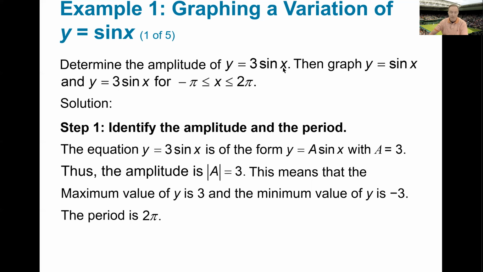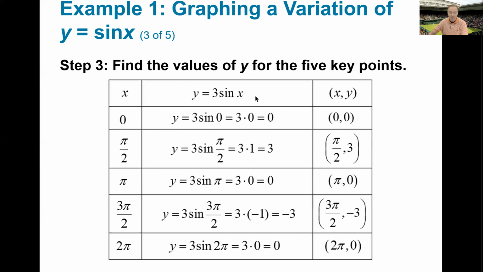Period would still be 2 pi radians, because notice your independent variable x that's inside the function is not getting multiplied by anything. So it's not changing. Now, notice our x values here. These are our standard x values that we always check: 0, pi over 2, pi, 3 pi over 2, and 2 pi. Now, you don't have to plug them in. I already know what they are.